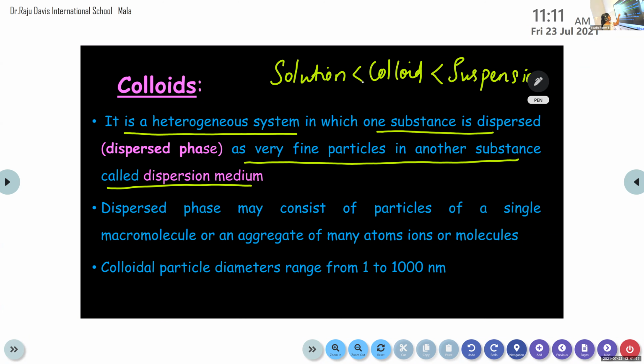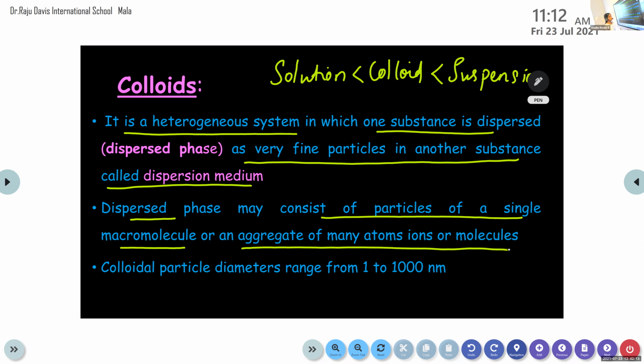And the dispersed substance is known as the dispersed phase. So there are two components, dispersed phase and dispersion medium. Then this dispersed phase may consist of particles of a single macromolecule or an aggregate of many atoms, ions or molecules. It can exist in two forms.